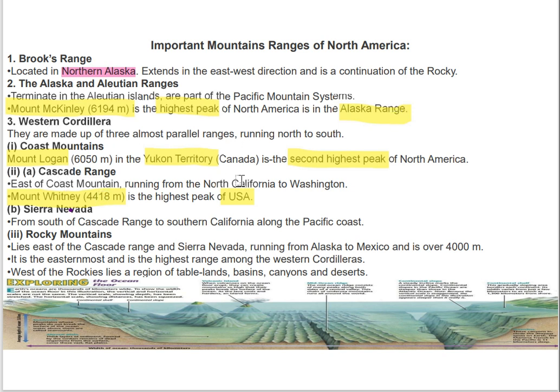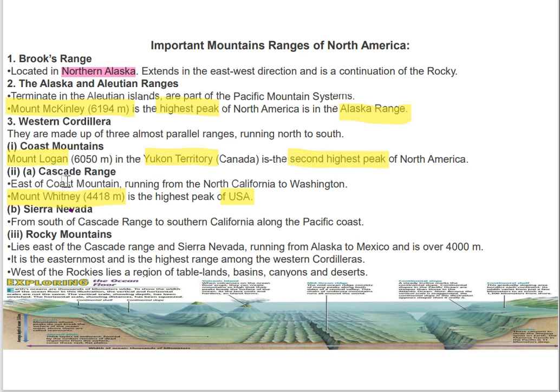What is the Cordillera? Cordillera means two or three mountain ranges parallel to each other, forming something like a cord, that is a cable, like a rope; then it is known as a Cordillera. They are made of three almost parallel ranges running north to south. Coastal mountain range. Mount Logan, 6050 meters, in the Yukon Territory, Canada, is the second highest peak of North America.